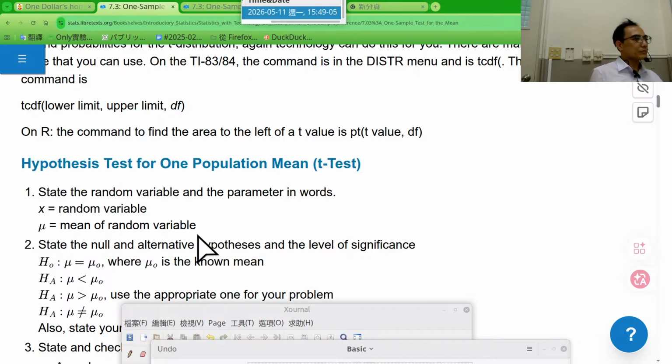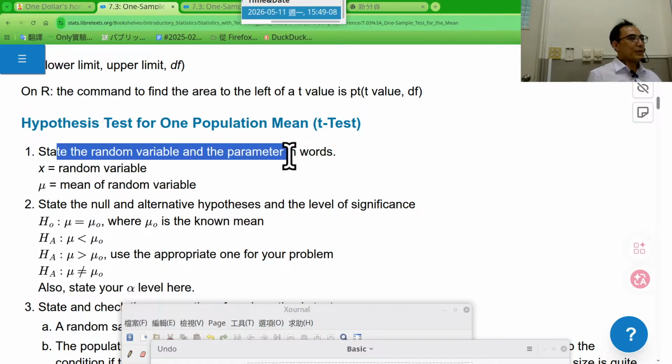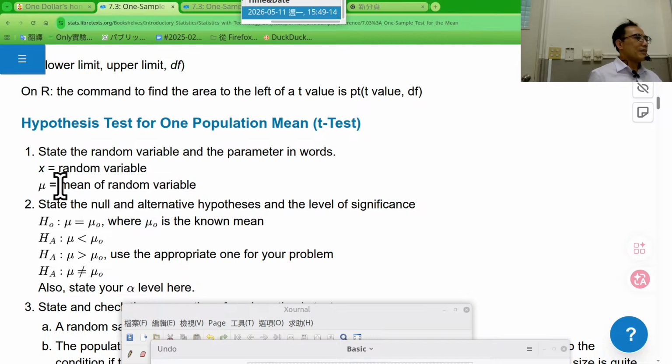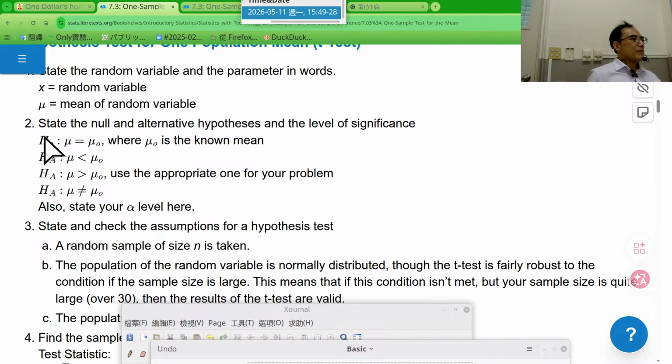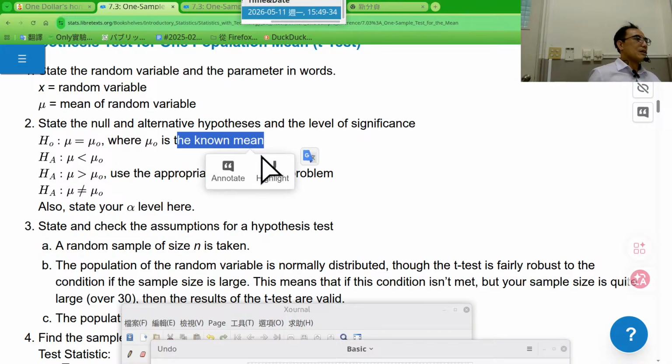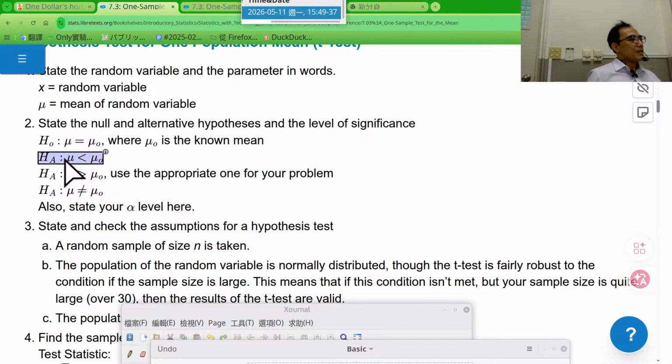Okay, let's check. State the random variable and parameter in words. Let X be the random variable, and mu the mean of the random variable. State the null hypothesis and alternative hypothesis. The null hypothesis: mu equals mu0, where mu0 is a given value. Alternative hypothesis: mu smaller than mu0, greater than, or not equal to. Also state your alpha level.